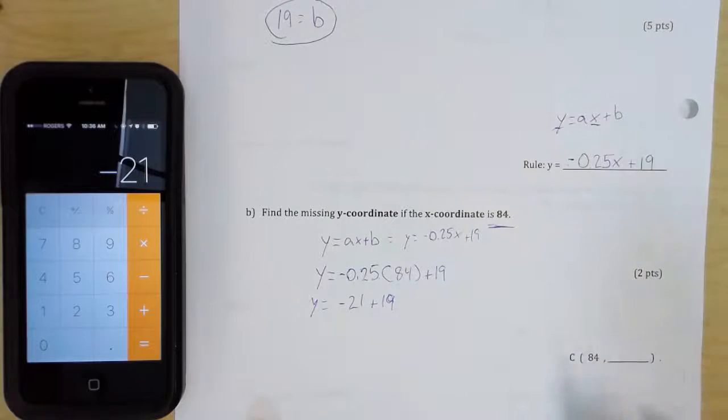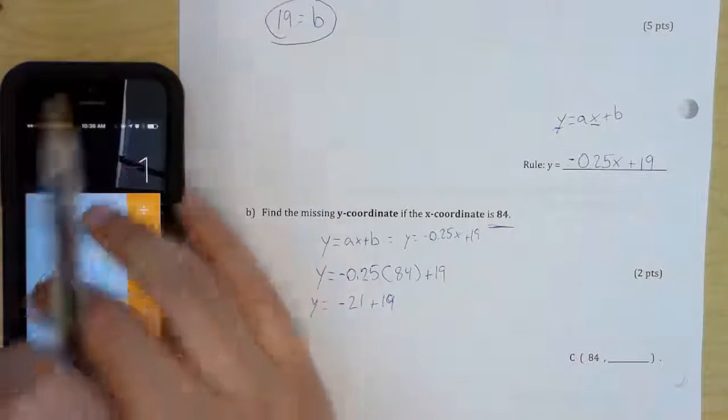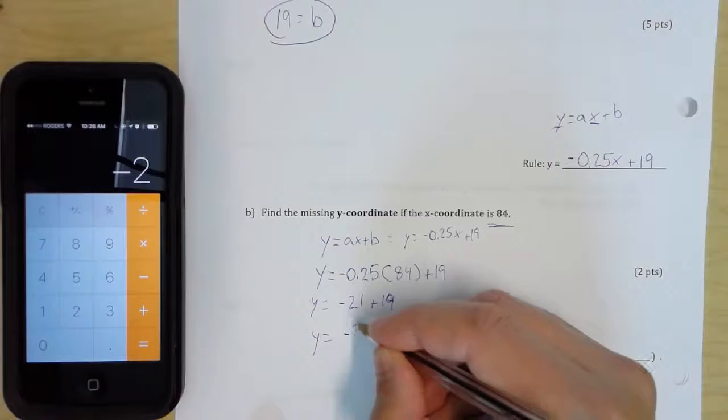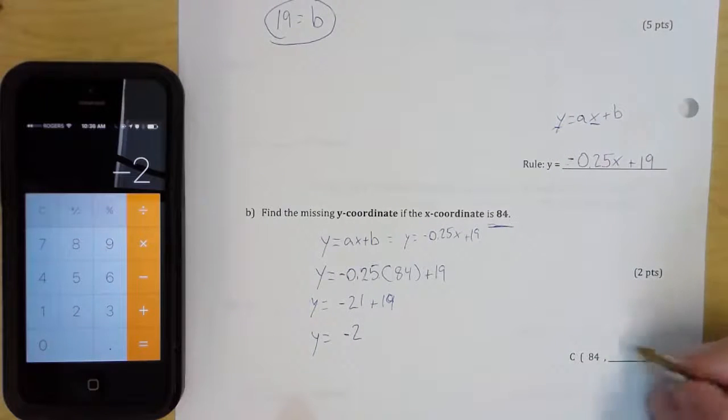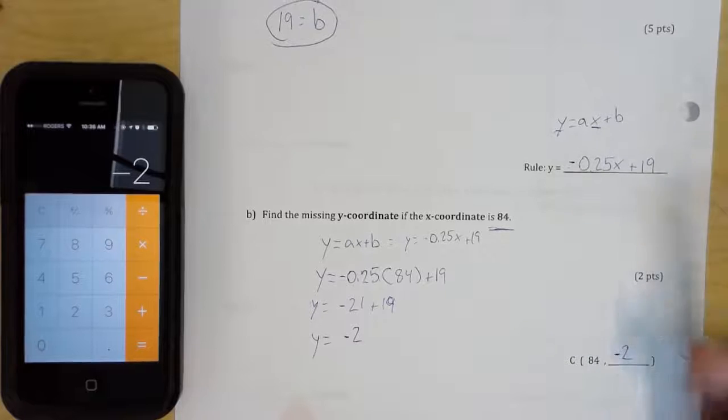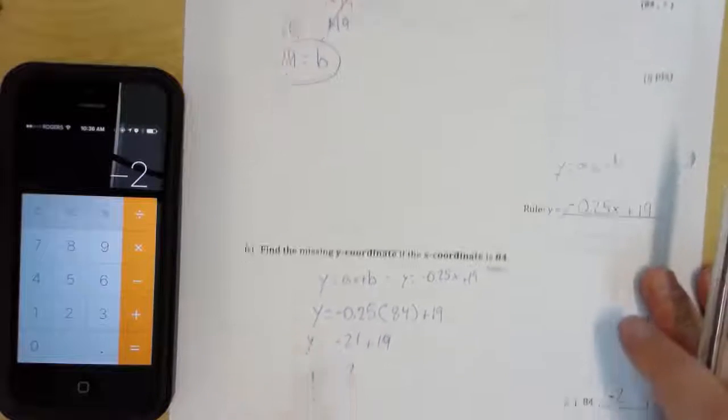Now the only thing we have left to do, our y is isolated on the other side. We just need to do the math here. Negative 21 plus 19. And if we do that, we are left with y is equal to negative 2. So we know that our coordinate here is negative 2. Make sure you show all your steps, even from the beginning, to get full marks.